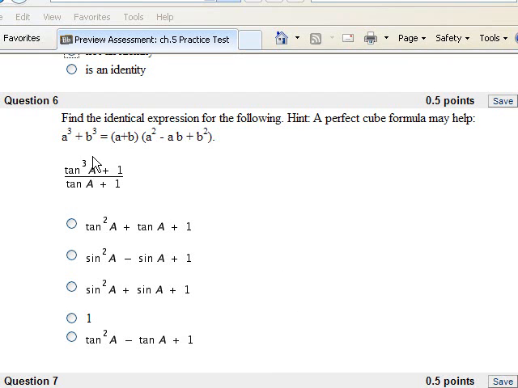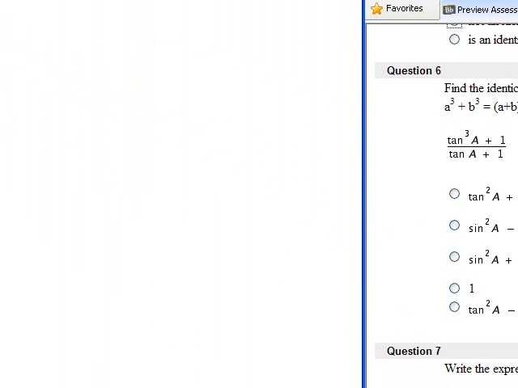Okay, question 6 says find an analytic expression for this one here, and then the perfect cube formula may help. So I'm gonna do that one. I have to move it out of here. So this one said tangent cube a plus 1, I actually have to look at it. And this was question 6 divided by tangent a plus 1.